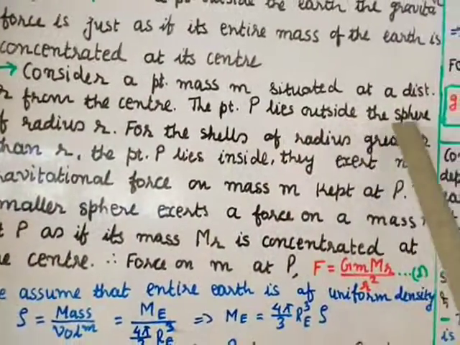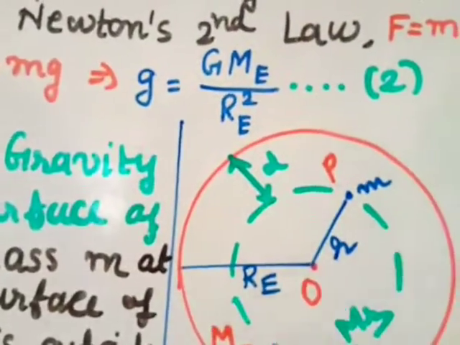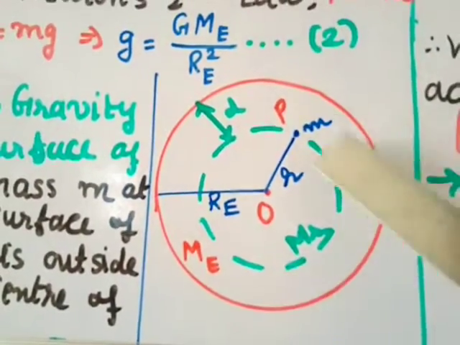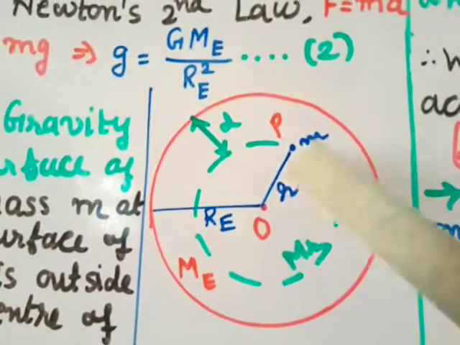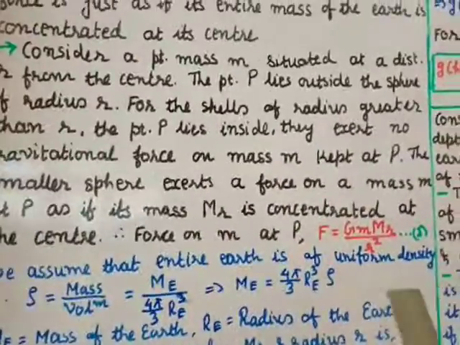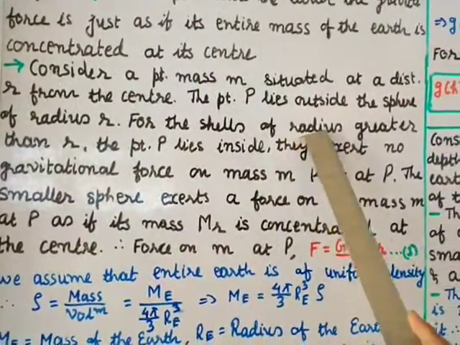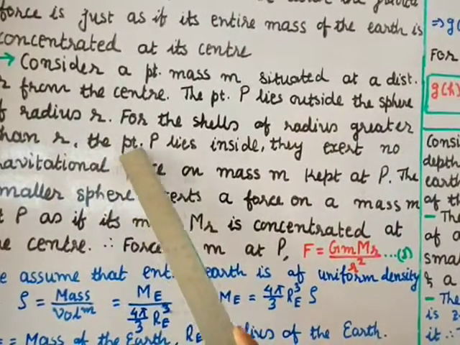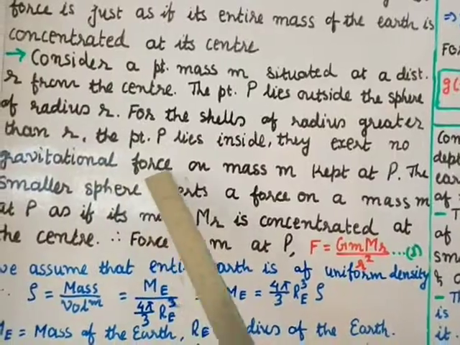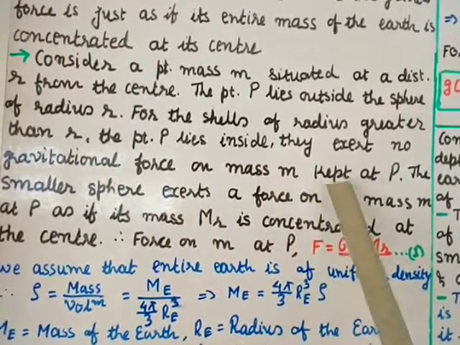P lies outside the sphere of radius r. You can see that this is the sphere of radius r, and this point P is outside the sphere of this radius r, but it is inside the surface of the earth. For the shells of radius greater than r, the point P lies inside. They exert no gravitational force on mass m kept at P.